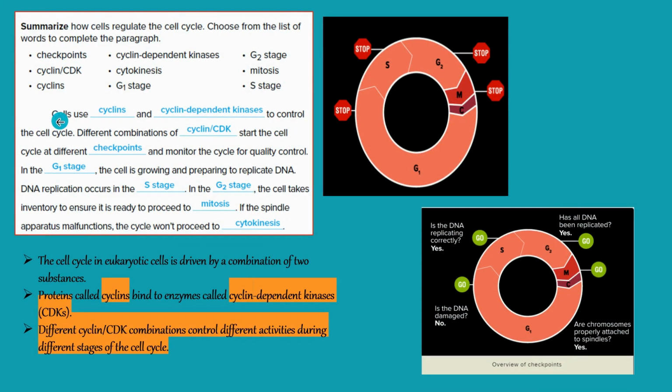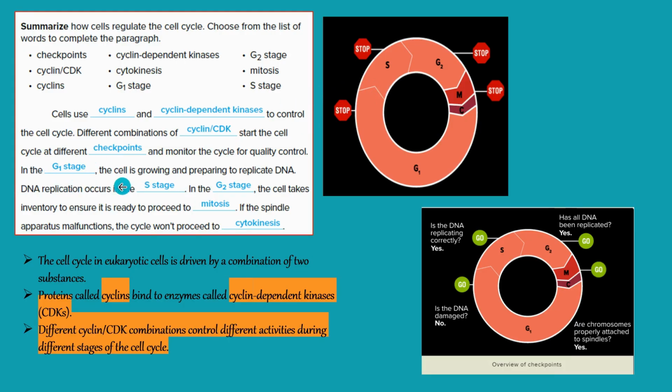So here it says, how do cells check? What are the checkpoints? What do they have? They use cyclins and cyclin dependent kinases. This is what is used. Cyclins are proteins, and cyclin dependent kinases are enzymes. So they are using a protein, cyclin, and an enzyme, cyclin dependent kinases, which are also called CDKs. They are used to control the cell cycle. The combination of cyclin and CDK starts the cell cycle at different checkpoints and monitors the cycle for quality control in the G1 stage.